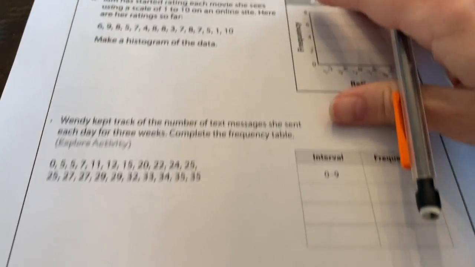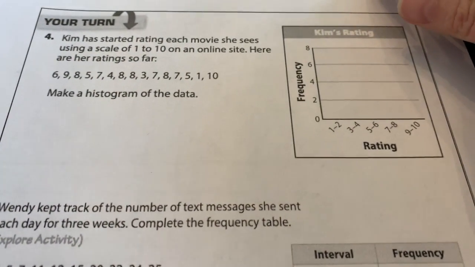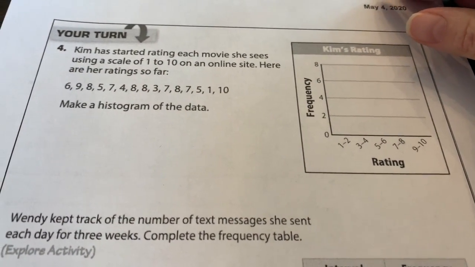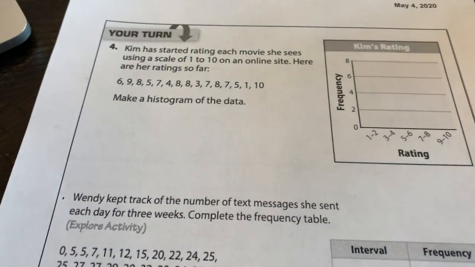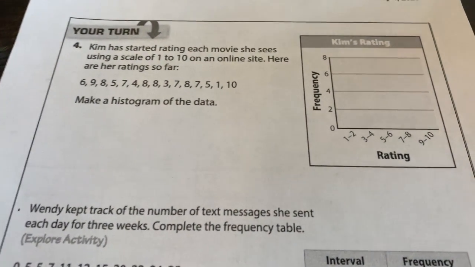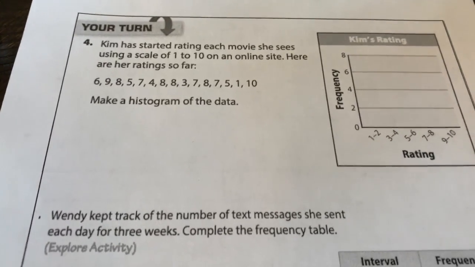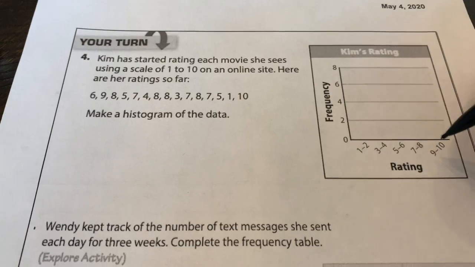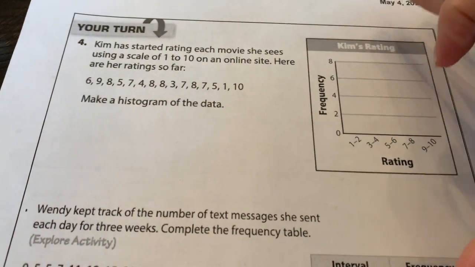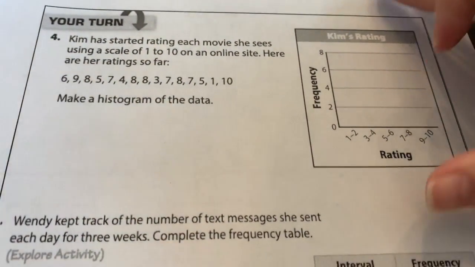So we're going to just get right into it, looking at number 4, the your turn, and we're going to make a histogram. Now, luckily, this histogram is all set up for you. So you have your scale already, you have the intervals, everything. Okay, so it's going to be a little more helpful.